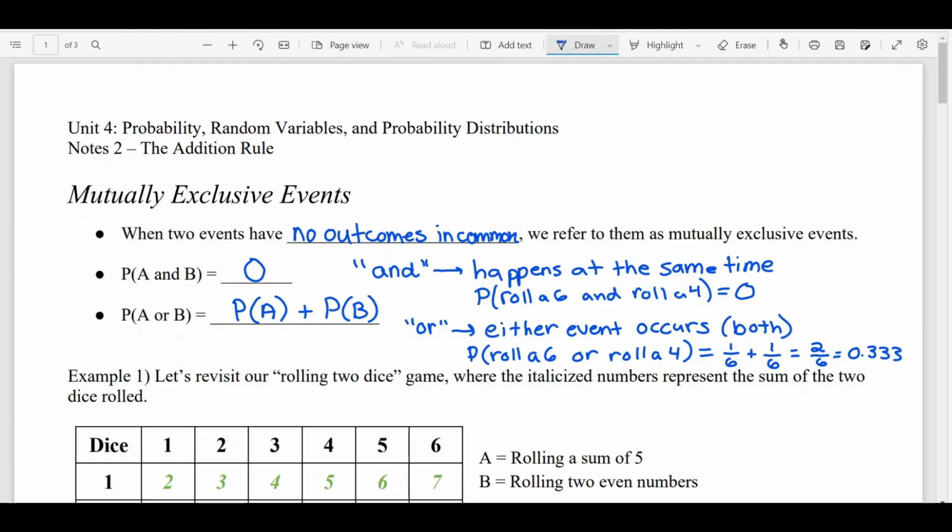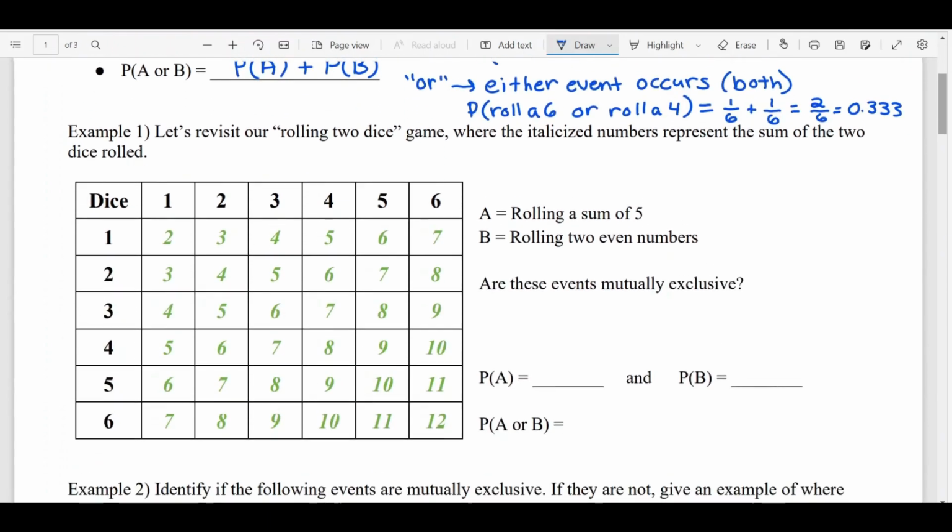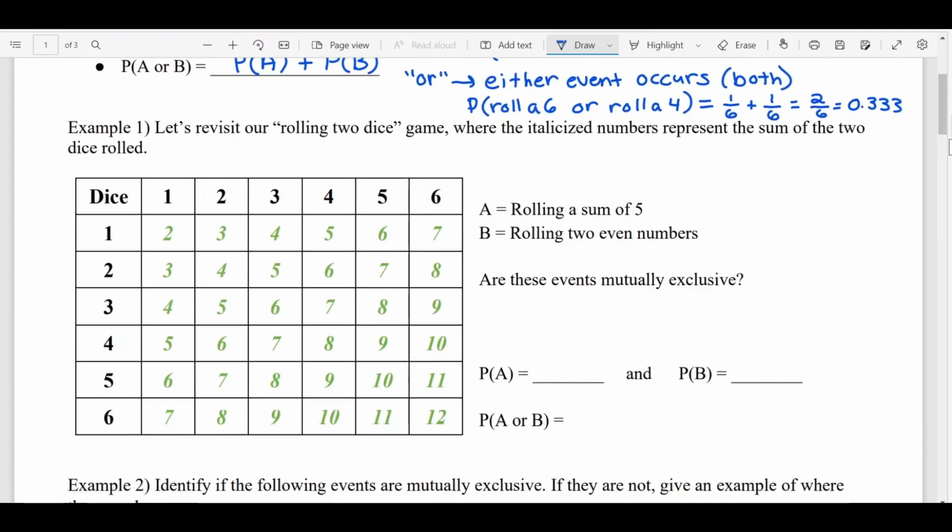And we're still in the realm of mutually exclusive events. That's what this whole first page is going to be about. So, two events that cannot occur together. In this example here, we're going to revisit our rolling 2 dice game, which is what we did in the intro activity. If you didn't do the intro activity, that's fine. It's pretty easy to pick up on. You just roll 2 dice at the same time and then record the sum of those 2 dice. So if you roll a 1 and a 1, you get a sum of 2, etc. And that's what the table is going to show here.